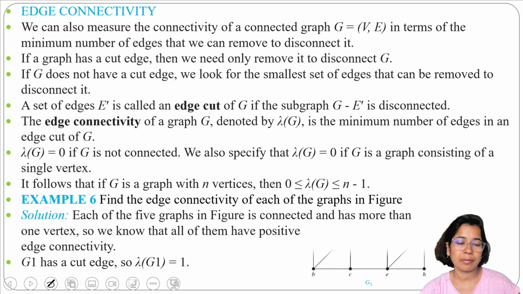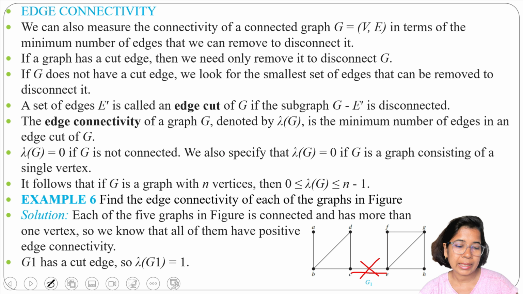Now check graph 1. In graph 1, CE is the cut edge, or you can say bridge. So by removal of CE, we can disconnect this graph. Hence, edge connectivity equals 1. There is just one edge whose removal makes this graph disconnected.